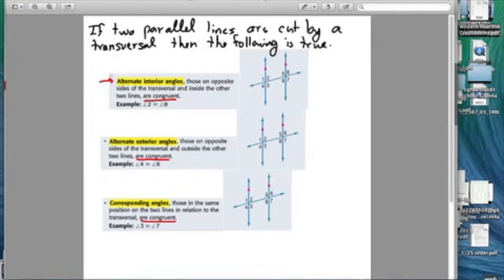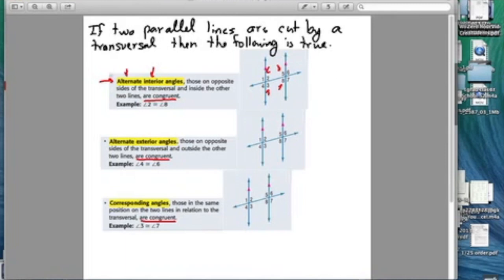Now, in the first statement, they tell us alternate interior angles. Well, first off, let's find some things that are important about this. Interior means the inside of something. So if I focus on my two parallel lines here, it's going to be the angles that are on the inside of that. That gives me the angles 2, 5, 3, and 8. Those would be my interior angles.